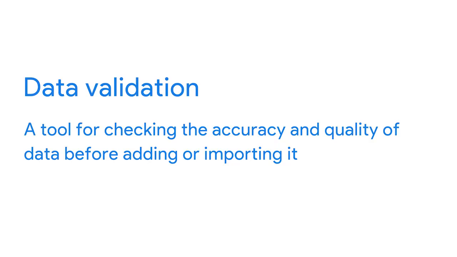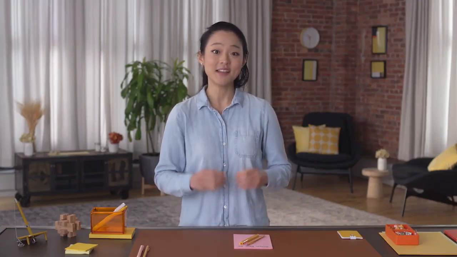Some spreadsheet applications have a simple way to specify field lengths and make sure users can only enter a certain number of characters into a field. This is part of data validation. Data validation is a tool for checking the accuracy and quality of data before adding or importing it. Data validation is a form of data cleaning, which you'll learn more about soon. But first, you'll get familiar with more techniques for cleaning data. This is a very important part of the data analyst's job, and I look forward to sharing these data cleaning strategies with you.